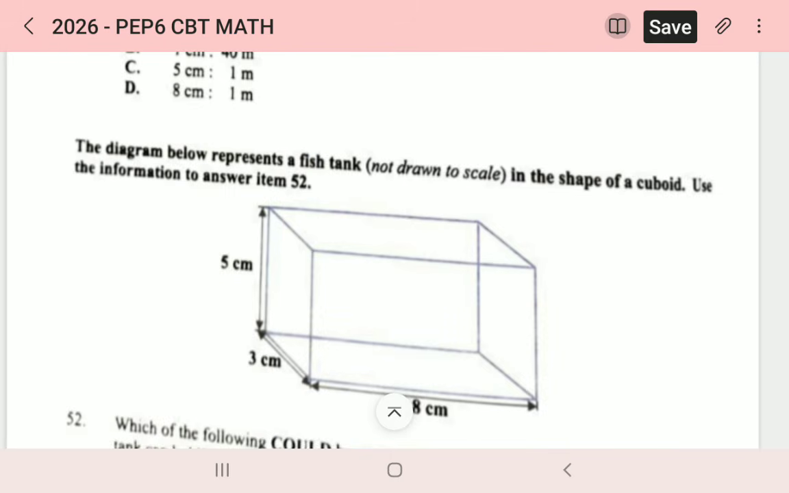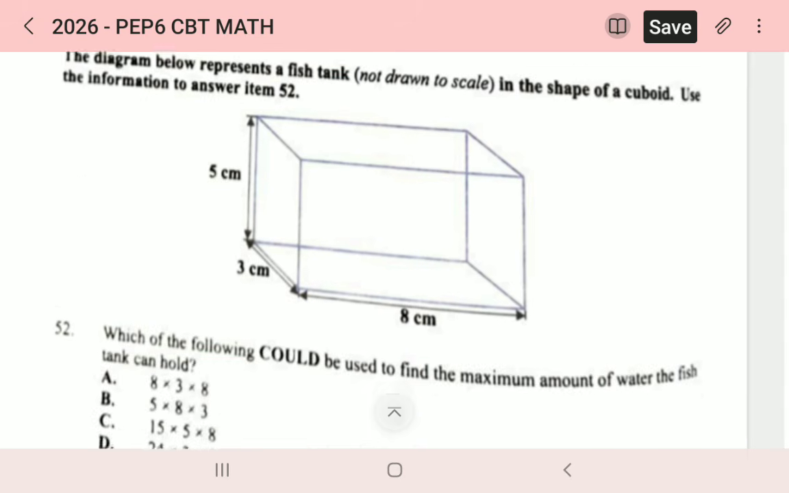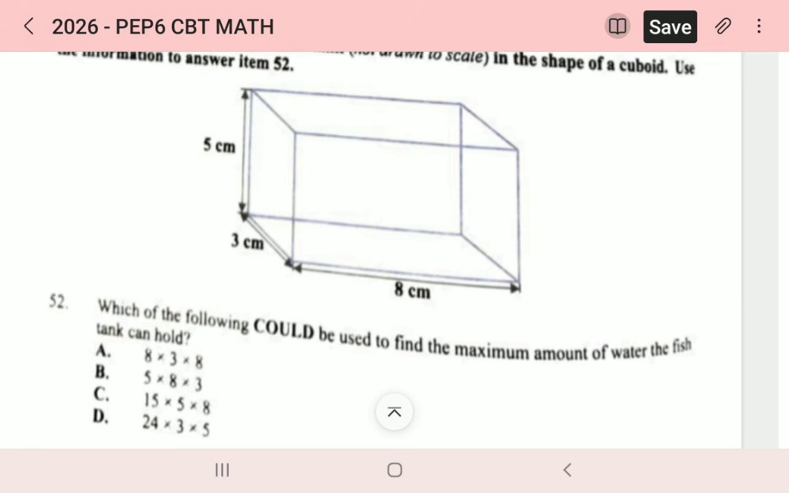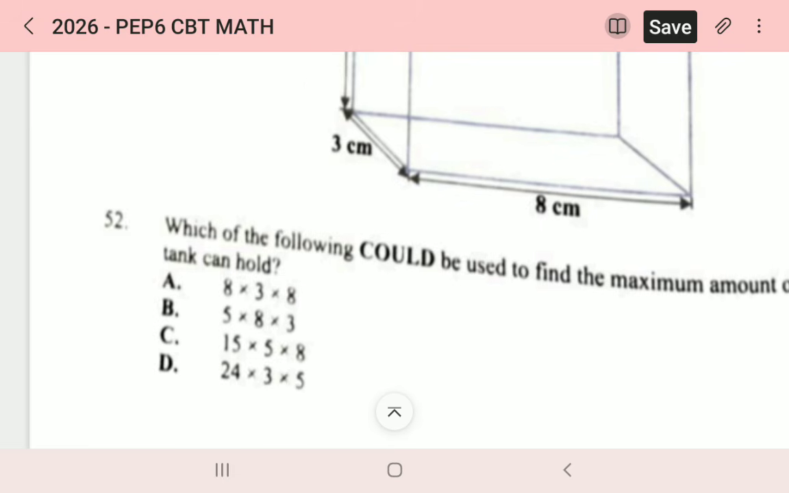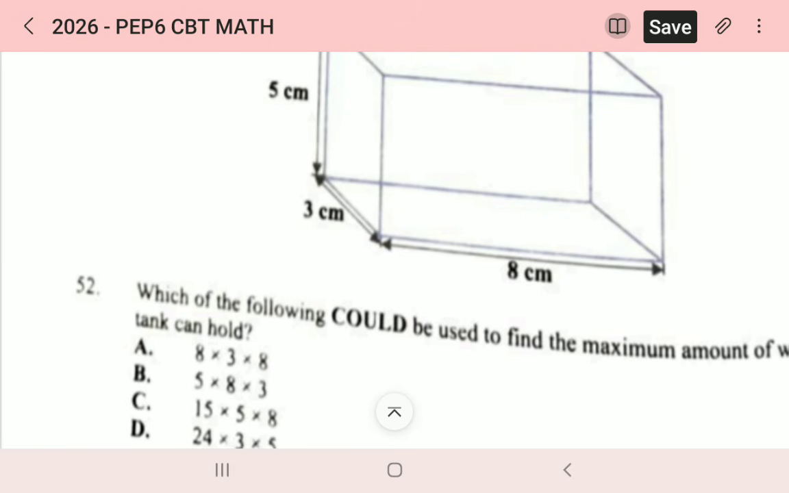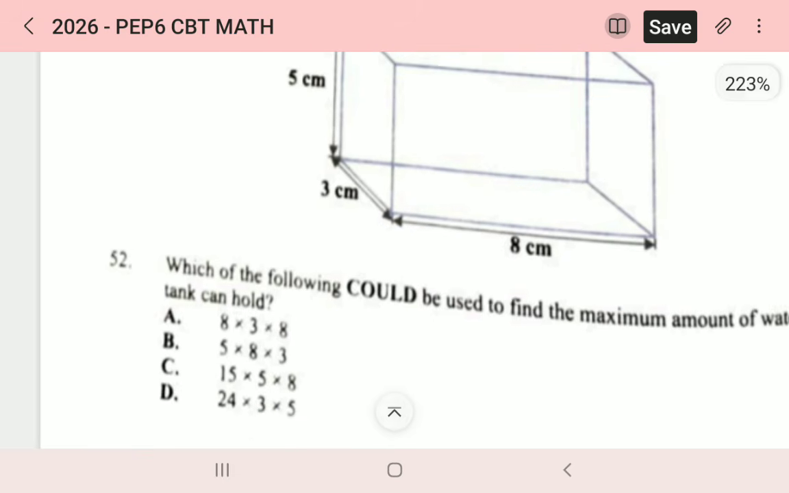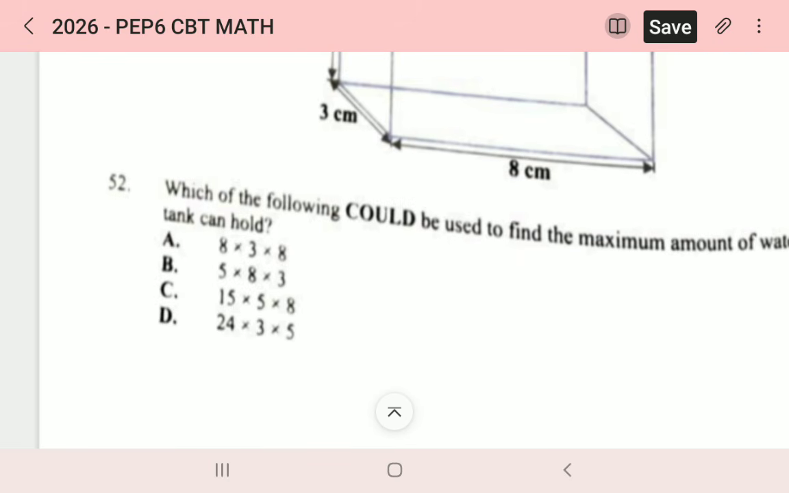Let's move on. The diagram below represents a fish tank. It's not drawn to scale. It's in the shape of a cuboid. Use the information to answer item 52. Which of the following could be used to find the maximum amount of water the fish tank can hold? So you're going this times this. Volume. How much will it hold?